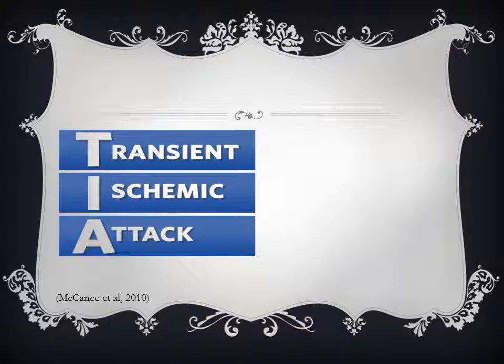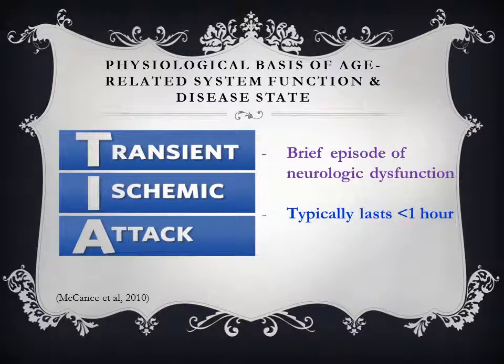It is also important to mention TIAs, or transient ischemic attacks, when talking about ischemic strokes. A TIA is a brief episode of neurologic dysfunction caused by a focal disturbance of brain or retinal ischemia with clinical symptoms typically lasting less than an hour and without evidence of infarction.